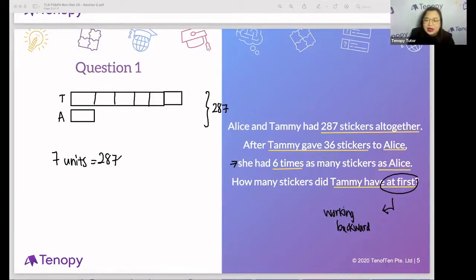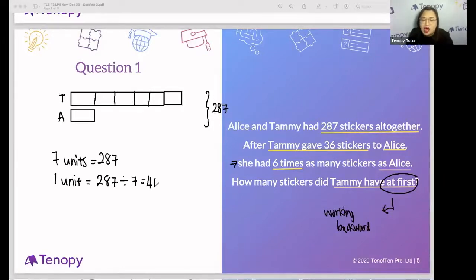So if you count all the total units, 7 units equals to 287. Excellent. Okay, very good, Faliha. Find 1 unit. So we ask ourselves, 287 divided by 7, what will we get? Very good, Lucas. Okay, if we divide it by 7, we can get 41.